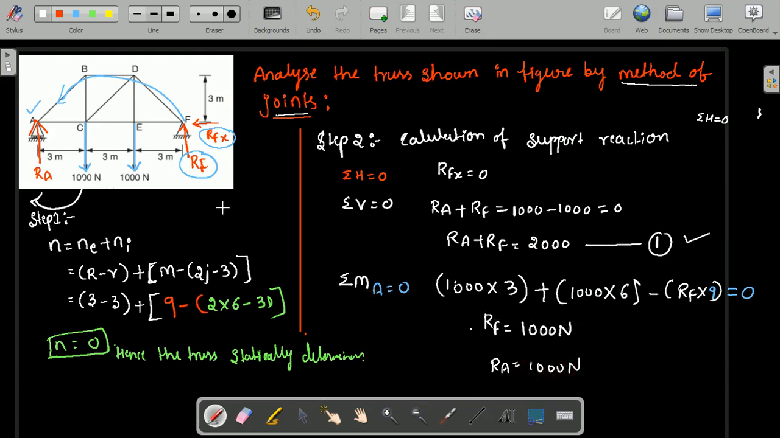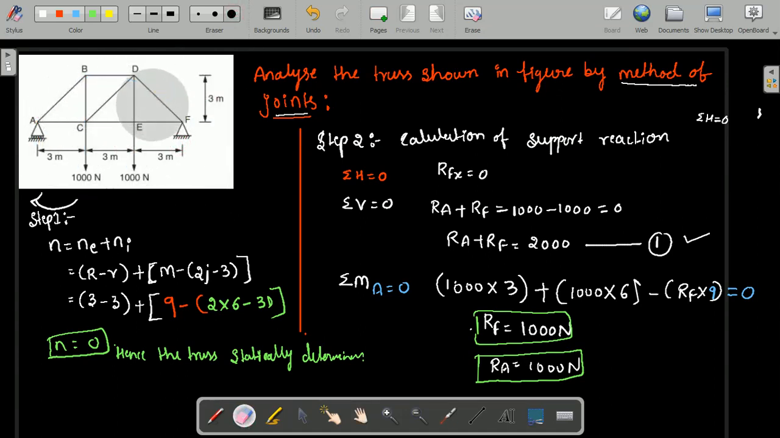So now the calculation of support reactions is over, that is RF and RA are both similar, 1000 Newton we are getting by the simplification. So this is the second step. Now the actual method will start, that is the method of joints to find out the member forces TAB, TAC, and all the different members which are there in the truss, that you need to find out by the method of joints. This is the general procedure you need to follow for all types of problems. From the next step you are going to start with the actual procedure.